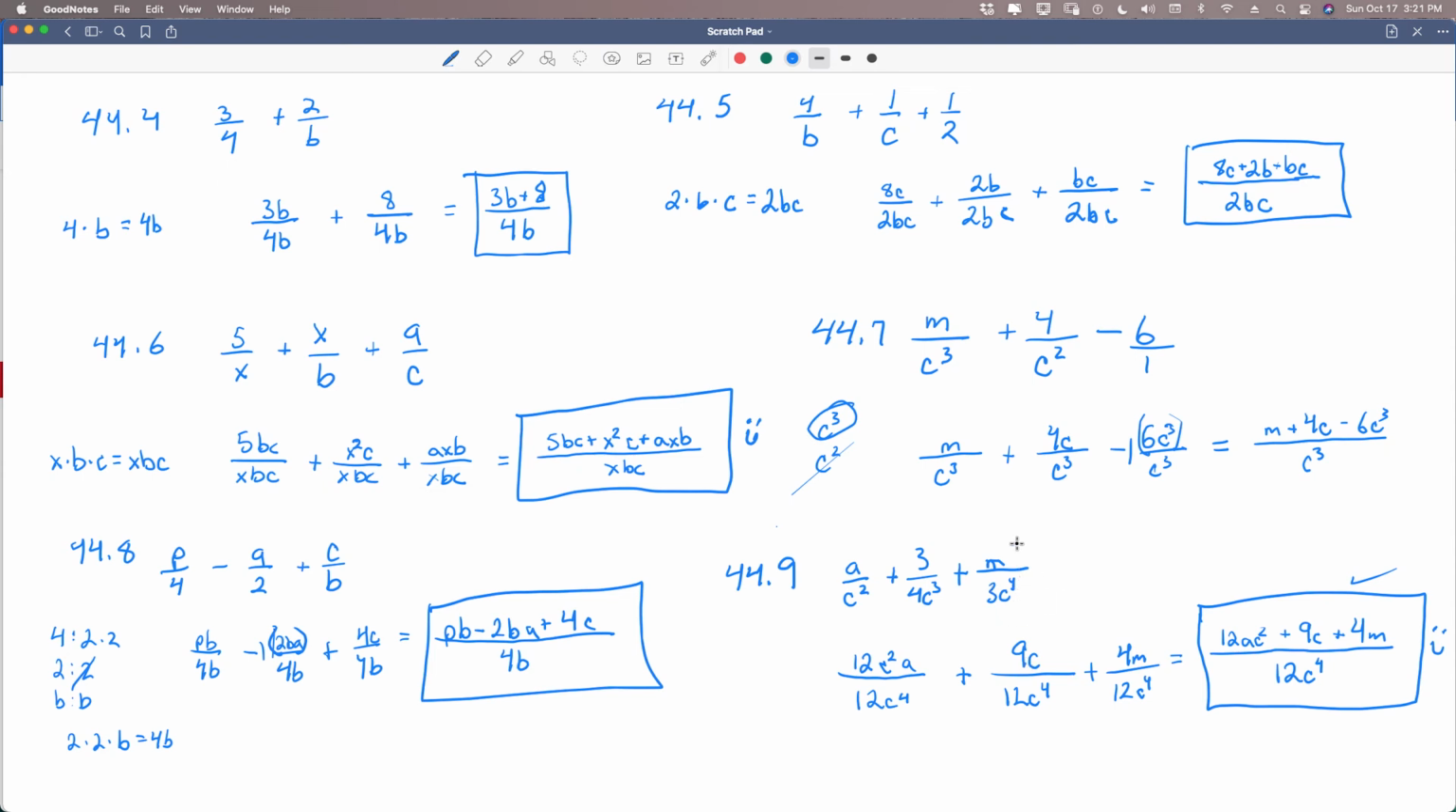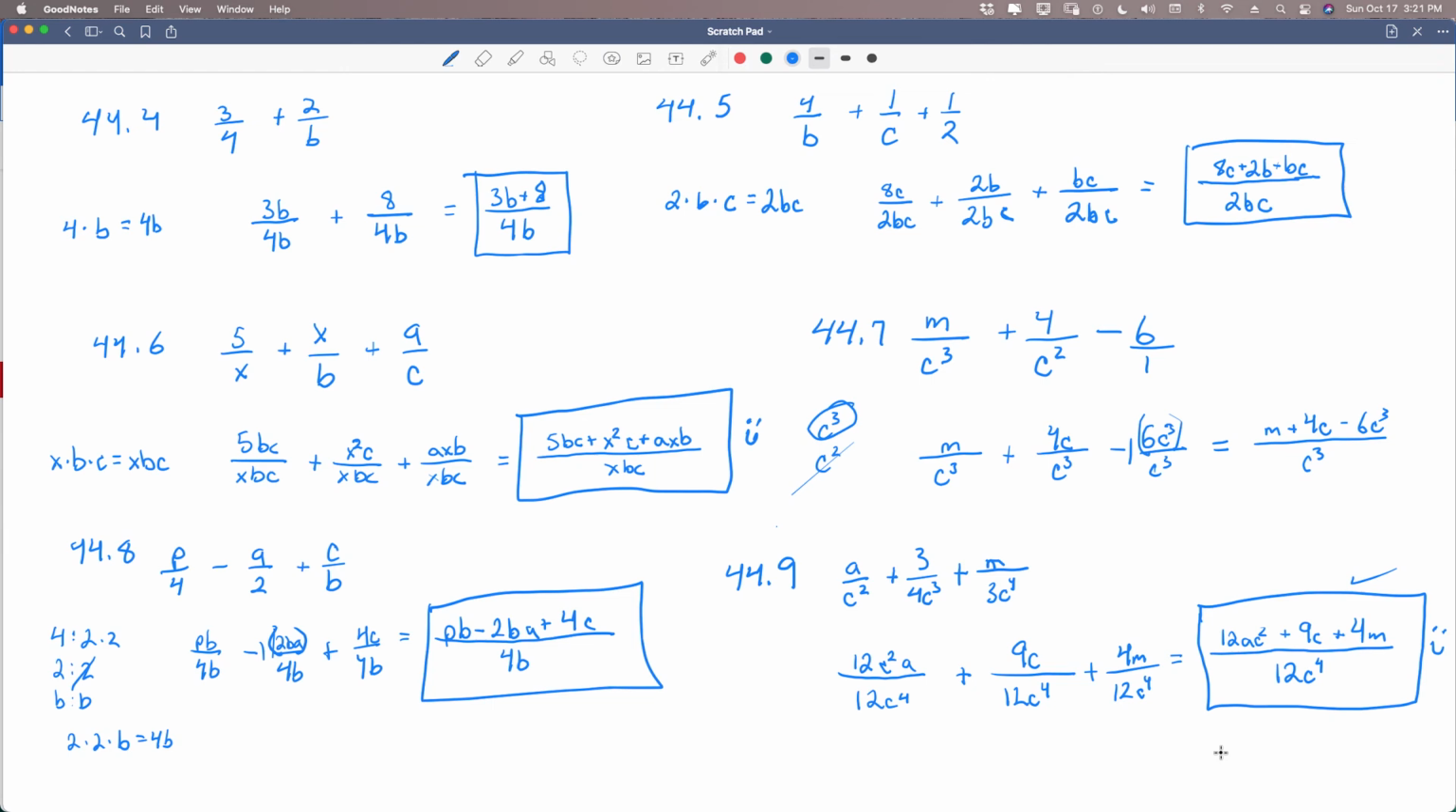So on this last fraction, we have c to the 4th, so we don't need c's at all, and we have the factor of 3, so all we need is to multiply everything by 4. So 4 times m is 4m, and 4 times 3c to the 4th is 12c to the 4th. And so when we combine them all over the same common denominator, we get 12ac squared plus 9c plus 4m over 12c to the 4th. And that is the final answer.